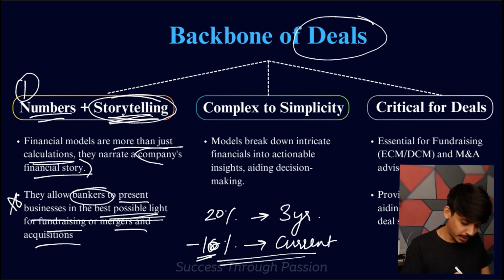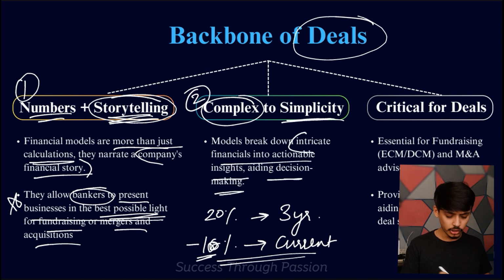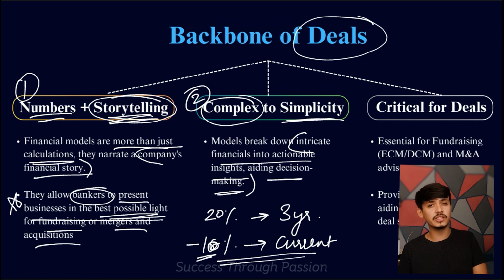Now the second element to working on a financial model during deals is that it helps break complex things into simple things. So here the model breaks down complex financials into actionable insights, aiding decision making. While going through a financial model, you can easily understand what was the point which has to be worked upon and make suitable changes to that.